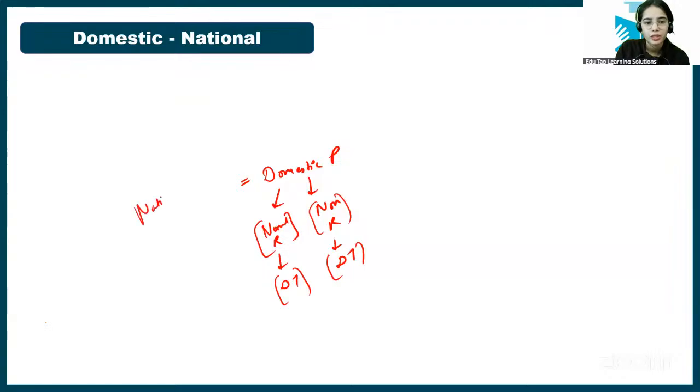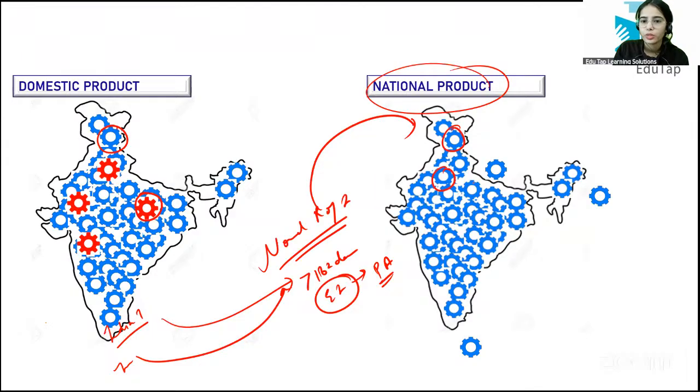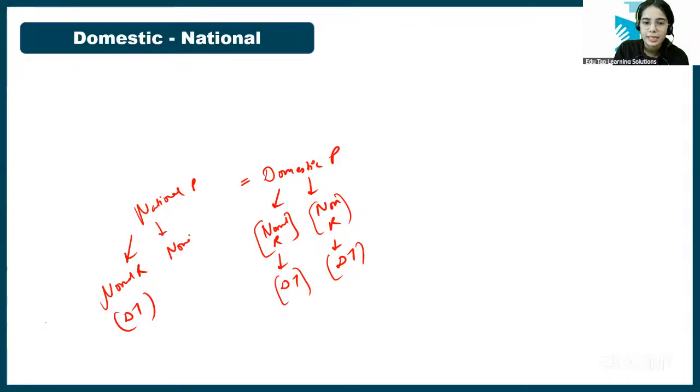In the national product, we only want to see the normal residents that are producing in the domestic territory, as well as the normal residents of India that are producing in foreign territory also. Is this explanation correct? Yes or no? Tisha has said yes. What about the others? Yes, correct.